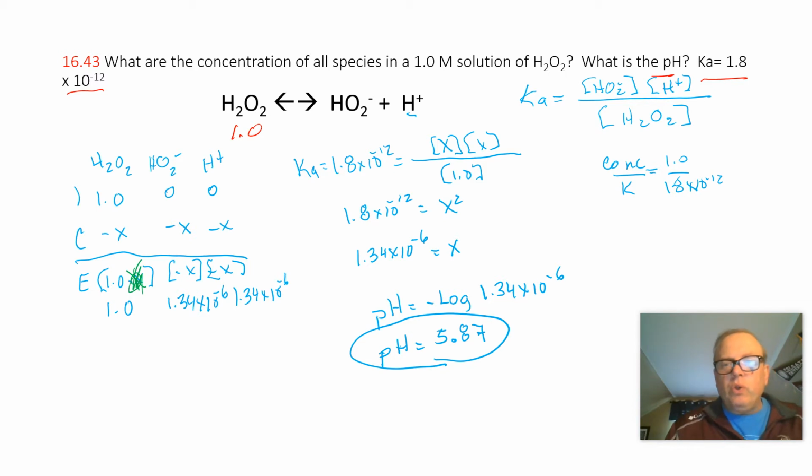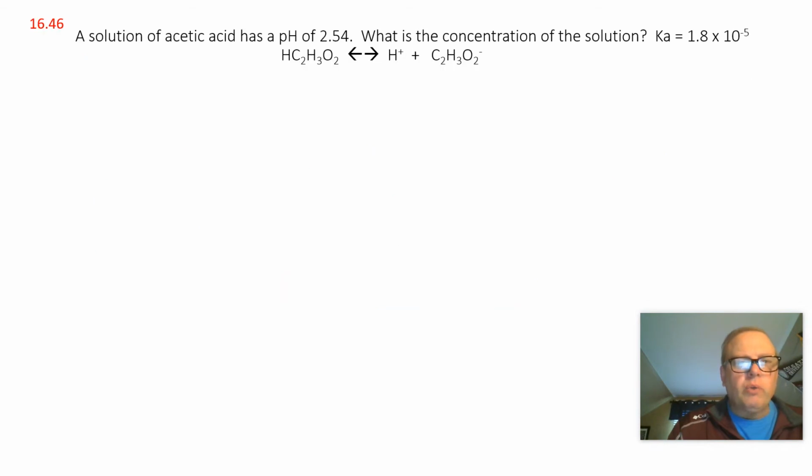Key points in that was that you could approximate, and that in order to get rid of the minus X from the initial concentration, a tiny Ka allowed us to do that. All right, hope that's okay. Now we're going to go to our next question.